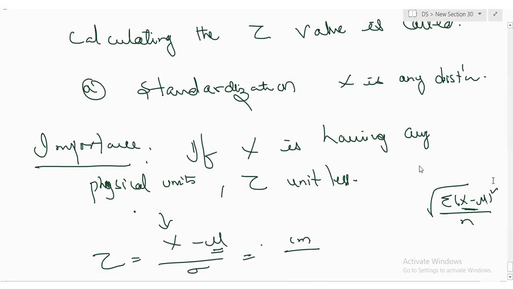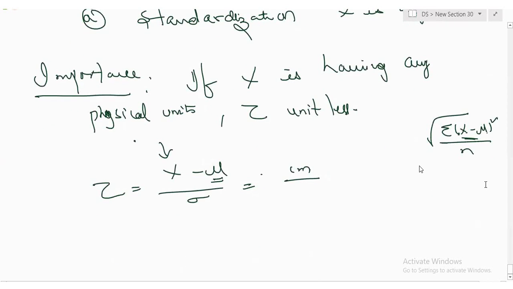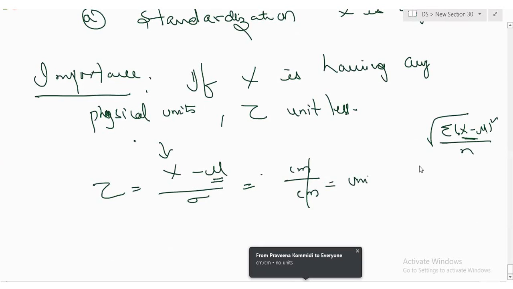Yes or no? So sigma and mu are going to have the same units. If X is in kgs, my sigma is also in kgs. So centimeter by centimeter gets cancelled. This is unitless. Are all with me? So my data is not going to have any units if I standardize the data.